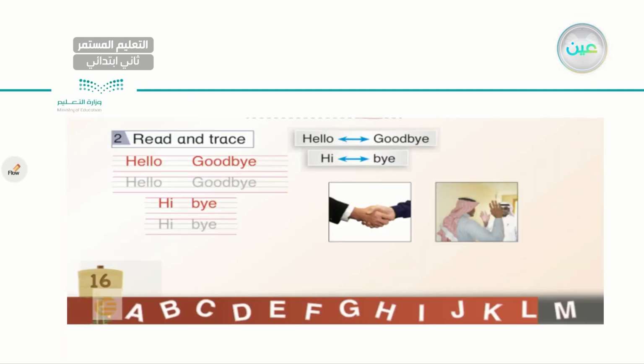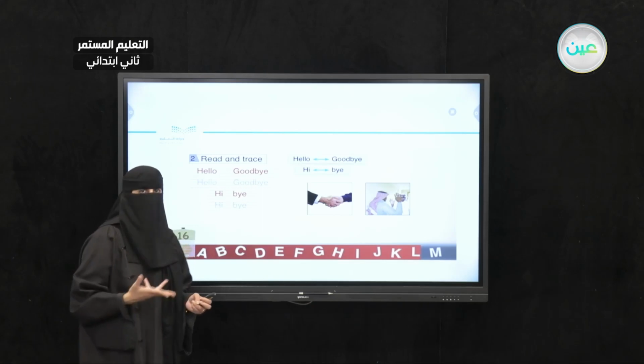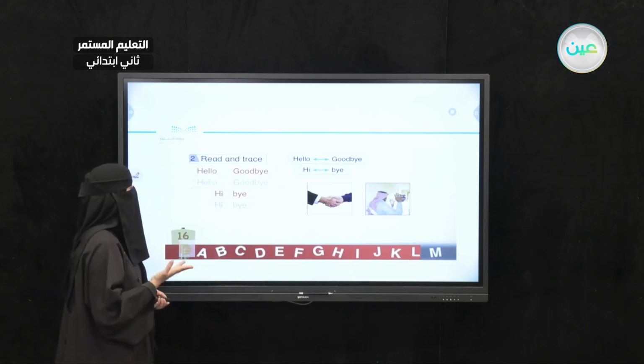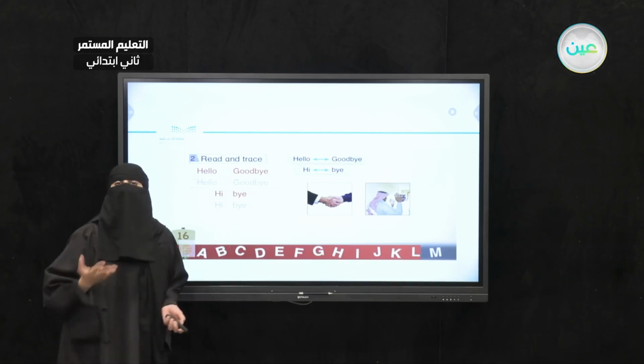Now let's go to the lower part. Read and trace. I have different greeting words that we took already in lesson number 1. I have hello, goodbye, I have hi, and I have bye. What I need you to do, my dear students, go ahead and trace these words and then copy them in your notebook. Start by tracing hello, then goodbye, and then hi, and then bye.